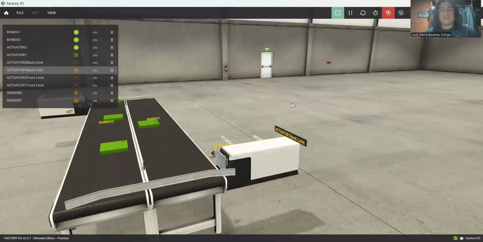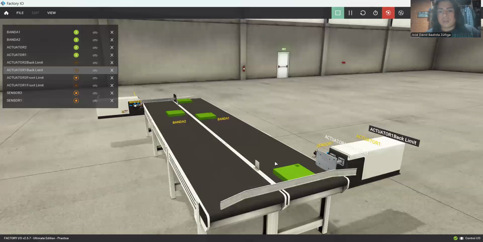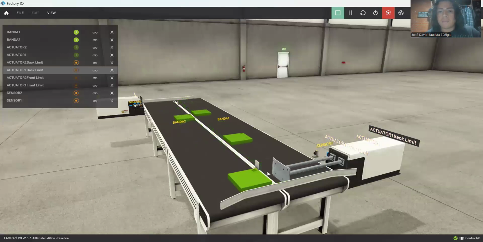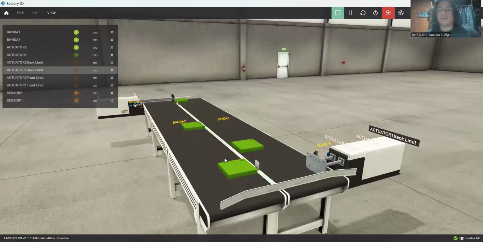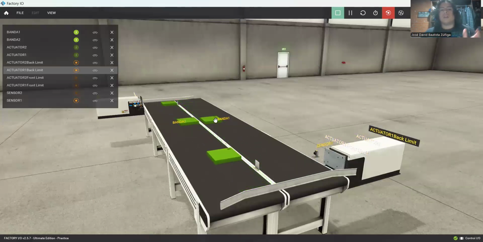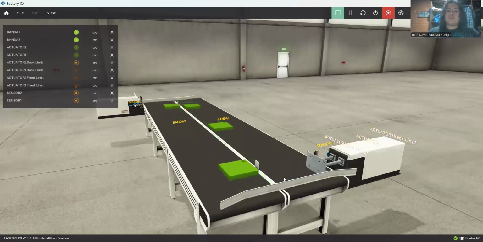As we can see, the sensor senses the box and stops the band, and the pusher moves to the right to the other band. And this is exactly what I said in the programmation. The box is coming this way. It's going to be sensed by the sensor, which is right here. It's going to activate the pusher.